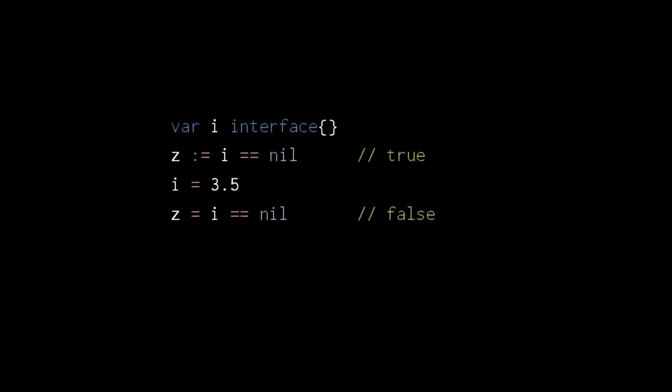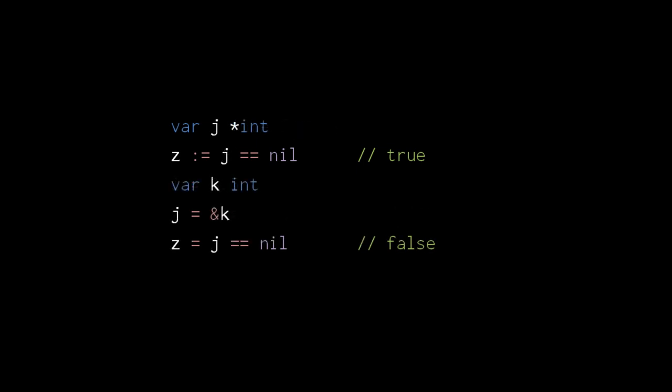The default value of an interface variable is a special value called nil, which is a loose analog of JavaScript's null. Here, this empty interface variable i has the value nil until we assign it some other value. Nil is also the default value of pointers. Here, the pointer to int variable j has the value nil until we assign it the address of int variable k.